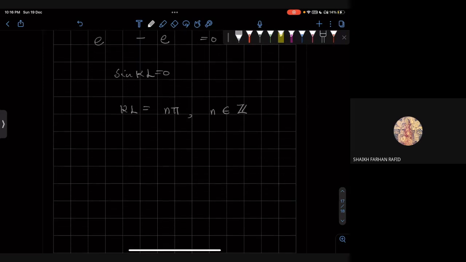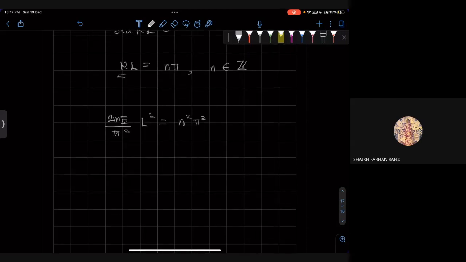So if I now go back to my value of k, which was the square root of 2mE over h bar, let me just square it for convenience. Here I have h squared in the denominator, and here I have L squared. So this is n squared pi squared, right? So we can rearrange and write it as E of n is n squared pi squared h bar squared divided by 2mL squared, okay?